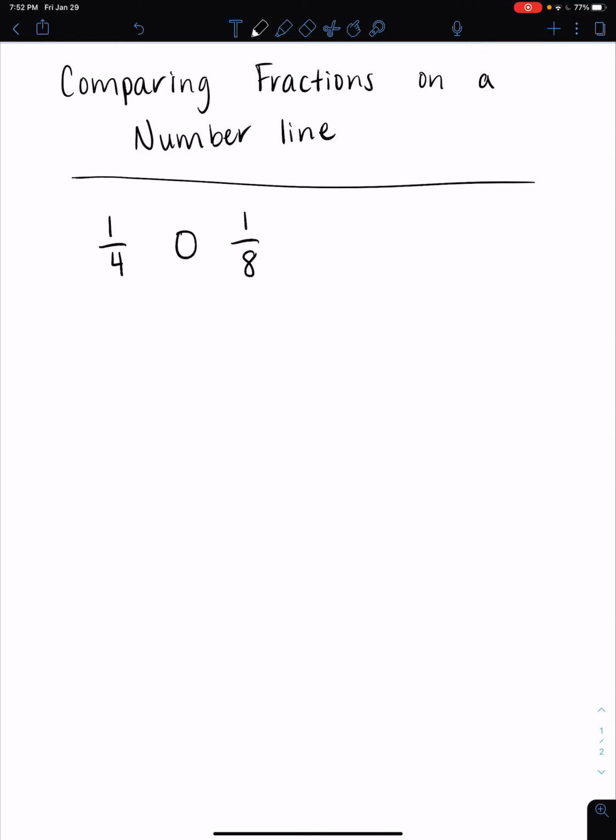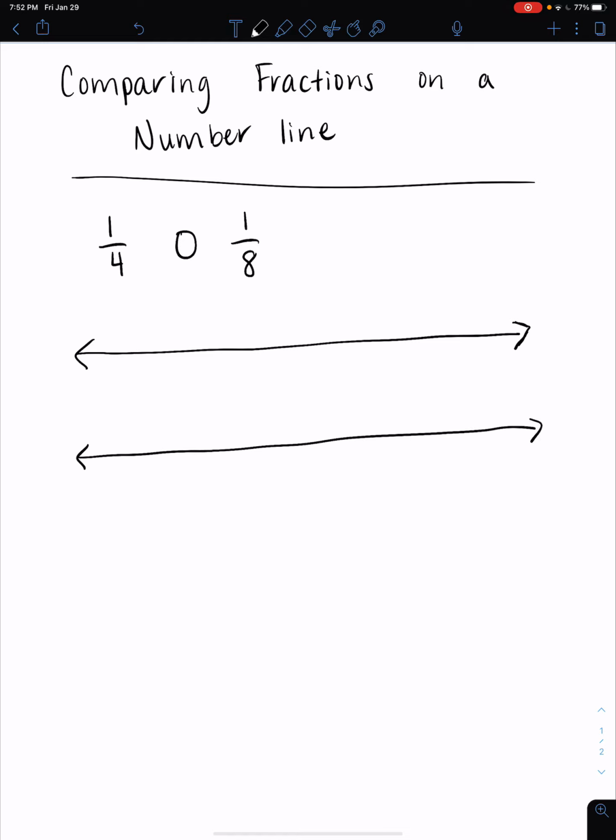So to do this, I first need to draw my number line. So I'm going to do that here below. And for this, you're going to want to have two number lines. And one of these number lines you're going to divide into 1/4, and the other number line you are going to divide into 1/8. So I'm going to do this top number line in 1/4. Before that's not quite equal. Alright, and this bottom number line down here, I'm going to do in 1/8.